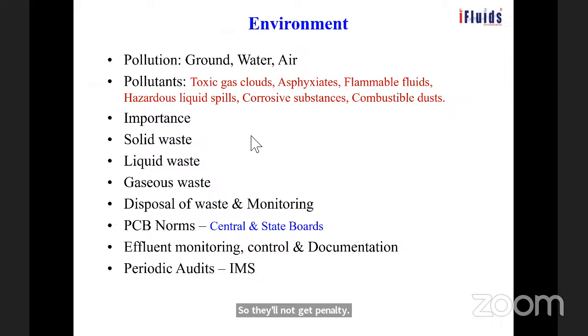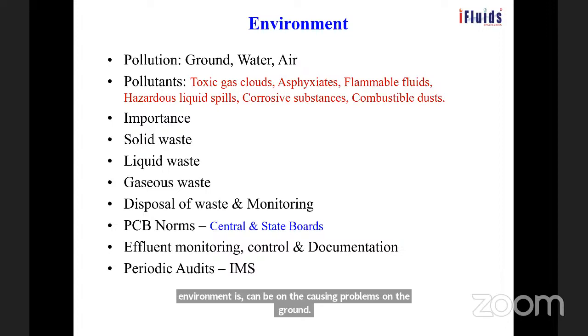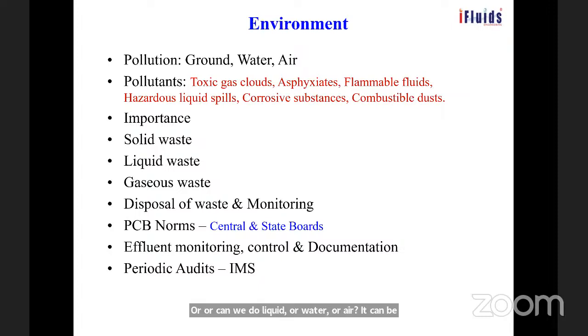So about the environment, as we have already seen, environmental problems can be on the ground, or due to liquid, water or air. It can be anywhere, it is possible. So pollutants can be toxic gas clouds, or asphyxiates, flammable fluids, hazardous liquid spills, or corrosive substances and combustible dust. For example, if oil hydrocarbon falls on bare ground, the ground gets soaked with the hydrocarbon oil, so nothing will grow. Or if the hydrocarbon falls into the water, the sea, then fishes and marine life will die. So like that. This is an environmental issue, so these have to be tackled carefully.